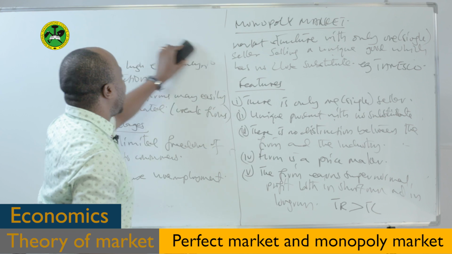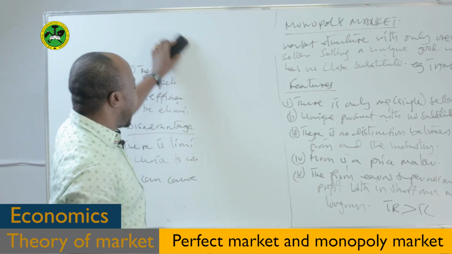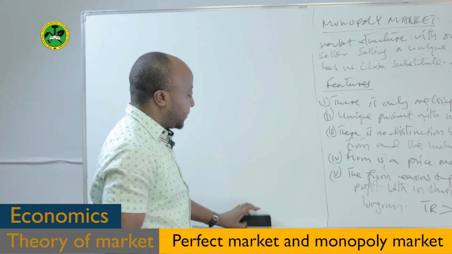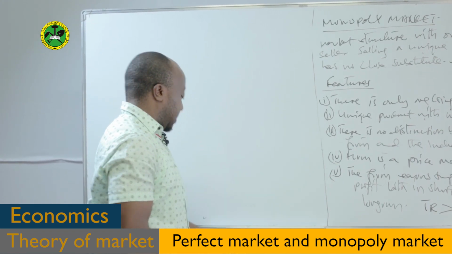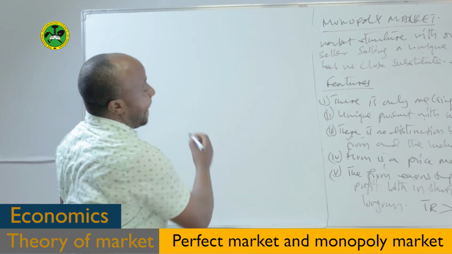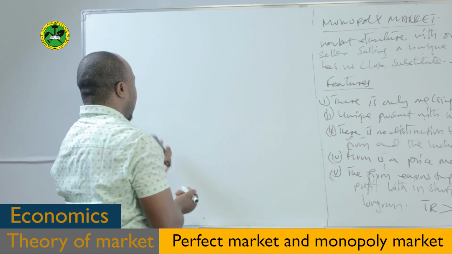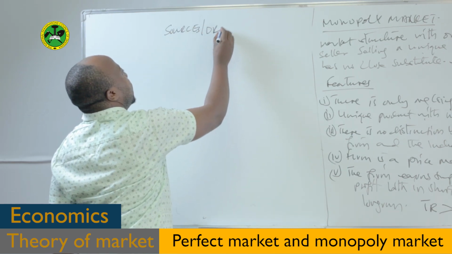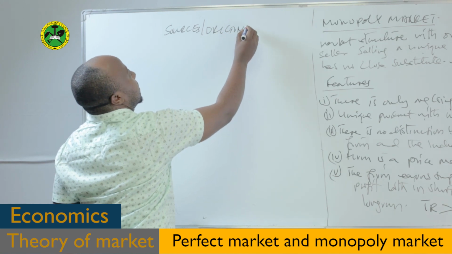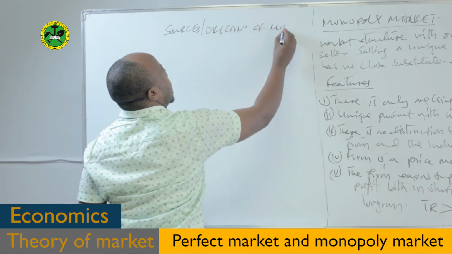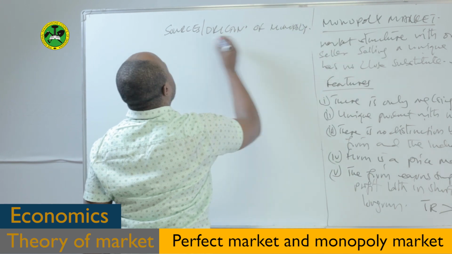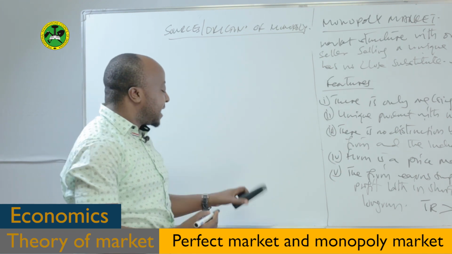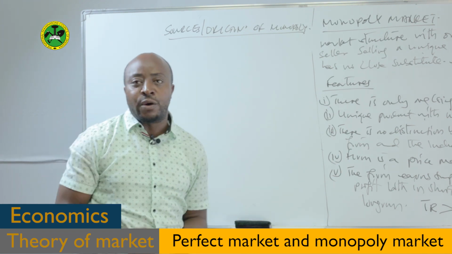Again, having seen these features of a monopoly market, let's check again the so-called sources, or we say the origin, sources or origin of monopoly. It means here I want to see how monopoly arises. Where do we get monopoly? Or how do we have monopolies in the economy?